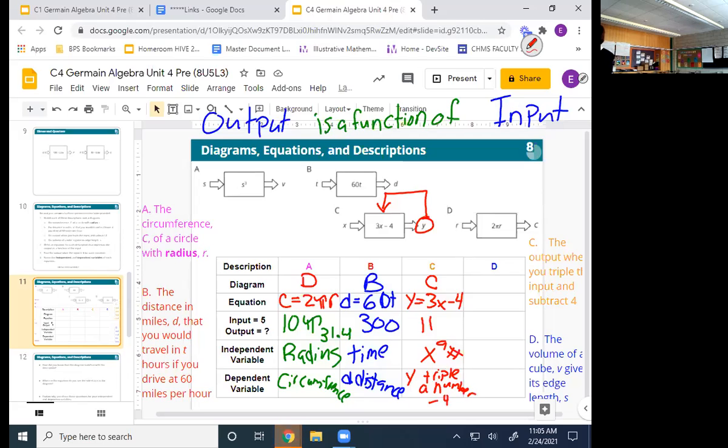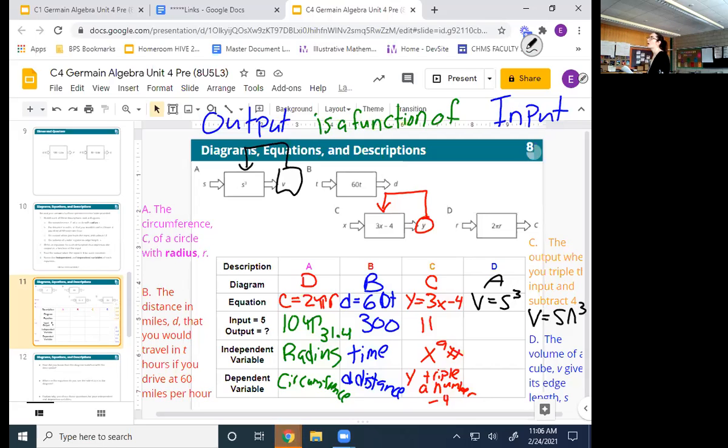Okay, last one, letter D, description D, talking about volume, is connected up to diagram A. It connects to diagram A. Okay, if we write it as an equation of your output equal to what's inside your function machine, V is equal to S cubed. That's a 3, by the way. V is equal to S cubed. You could have written it as V is equal to S, then the little caret and then the 3. That would have meant the same thing.